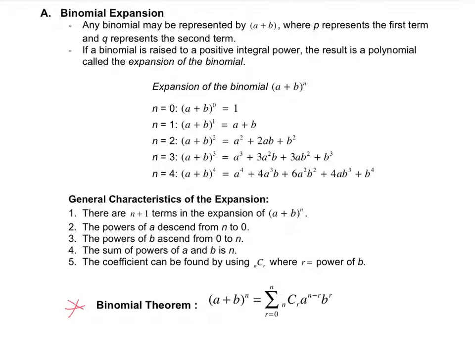If you look at the characteristics here, where it says there are n plus 1 terms in the expansion, powers of a will go from n to 0, and the powers of b will ascend from 0 to n. So one side's going to go down as one side's going to go up. The powers of a and b will always equal the n, and the coefficient can be found by using the combination. Well, the best way to do this is to get right to it. So let's go to a couple examples.